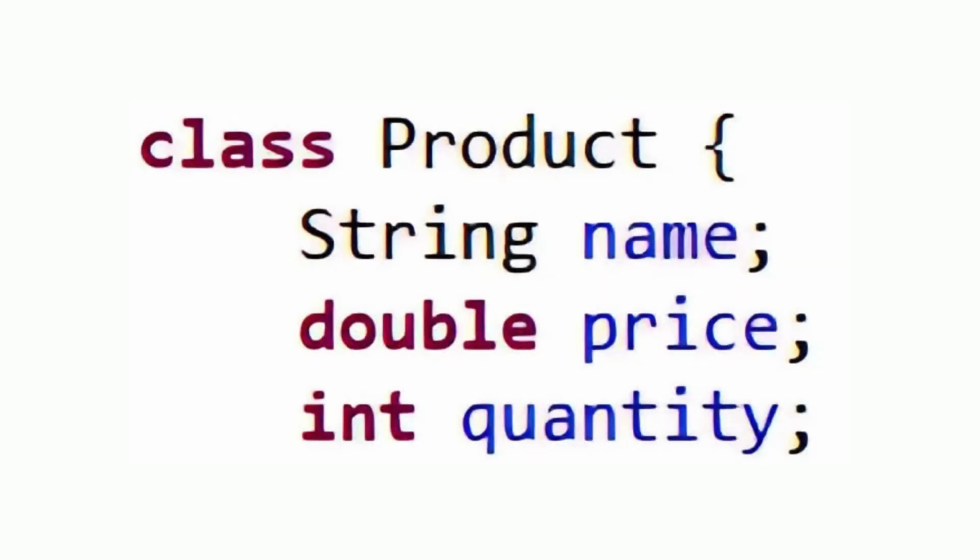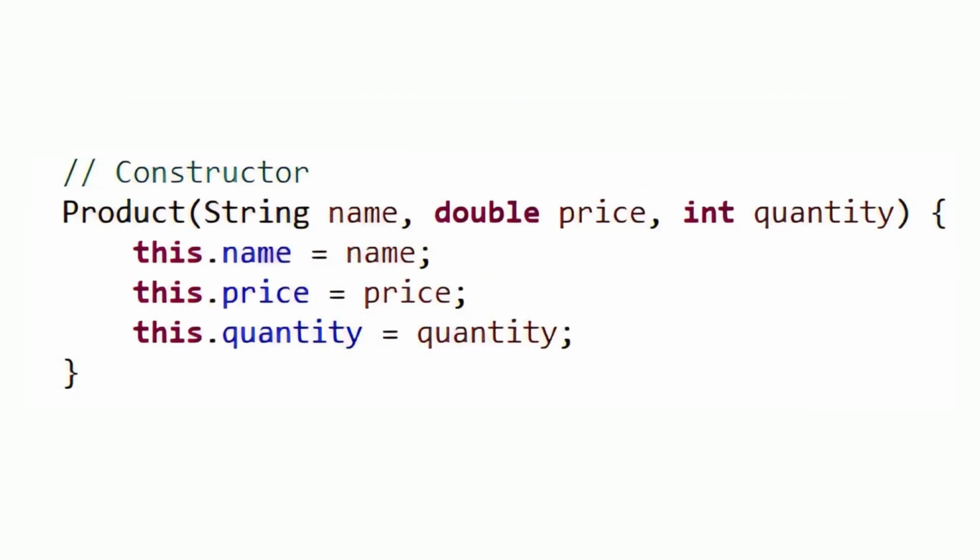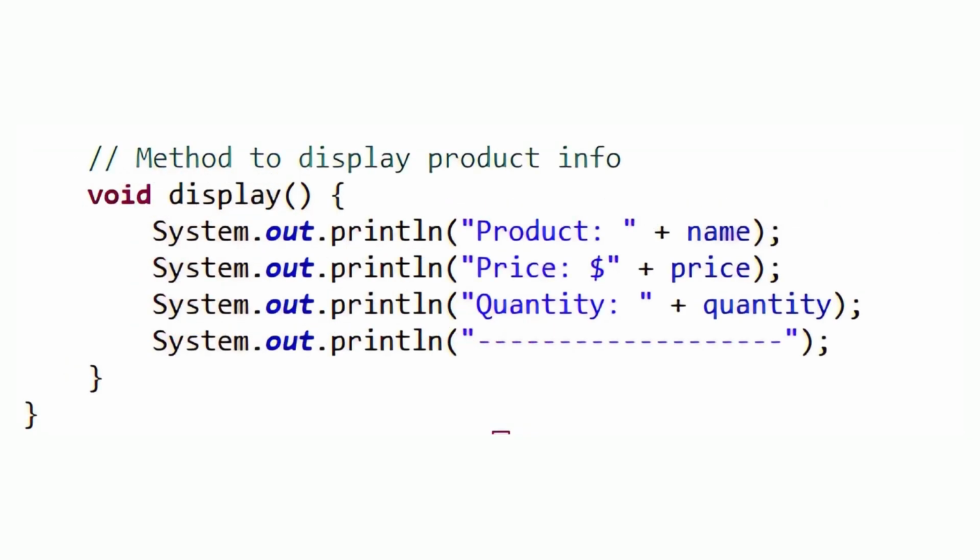First, let's create a Product class that stores details for each product. Class Product, String name, double price, int quantity, and let's use a constructor here. Product(String name, double price, int quantity), this.name = name, this.price = price, this.quantity = quantity. And let's use a method to display product info. Void display(), System.out.println("Product: " + name + ", Price: " + price + ", Quantity: " + quantity).